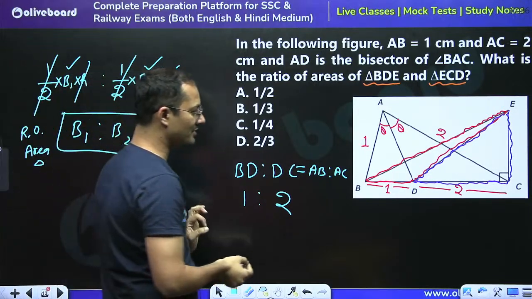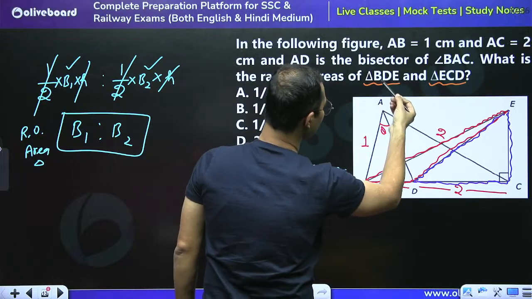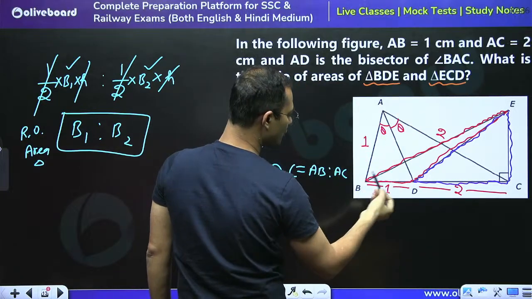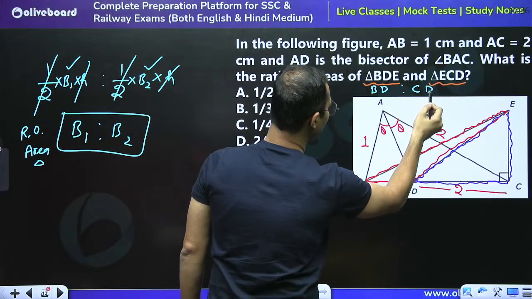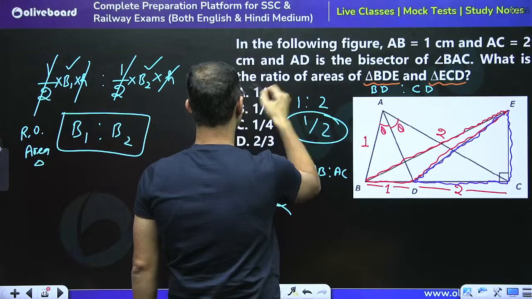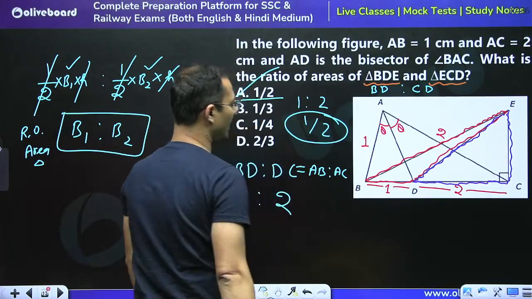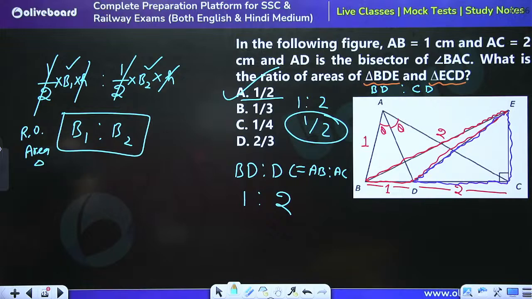So I can simply say that the ratio of the area of triangle BDE and ECD is going to be the ratio of their bases, which are BD to CD, right? So we can say that 1:2. So 1/2 is the right answer. So A part is the right answer. Yes, A part is the right answer.